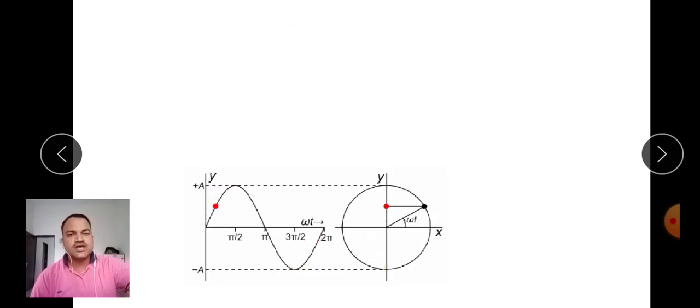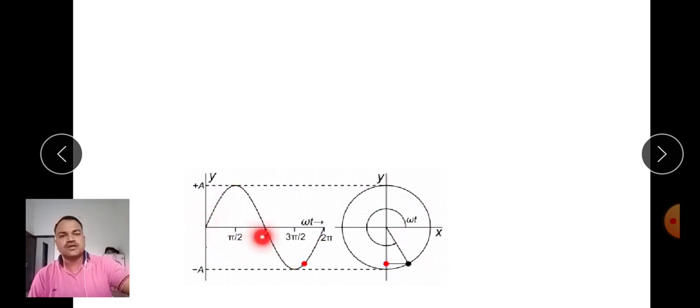So here the GIF image shows one oscillation of the particle, and the graph shows 0, pi by 2, pi, 3 pi by 2, 2 pi. Here we see the black particle performs the circular path, and the red particle performs the vertical oscillation. When the black particle completes one uniform circular motion, the red particle completes one oscillation.